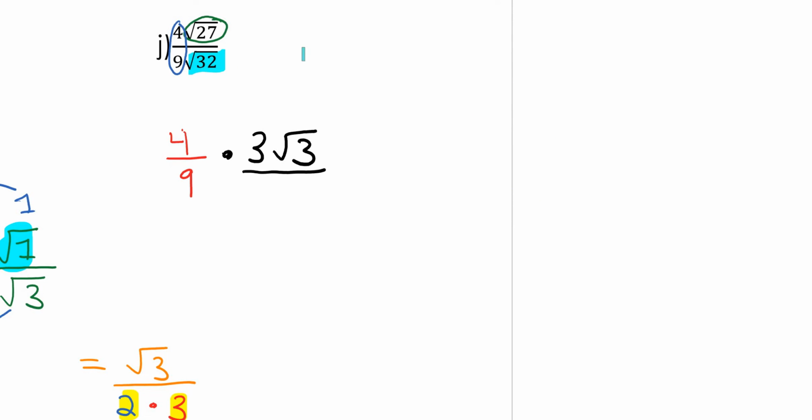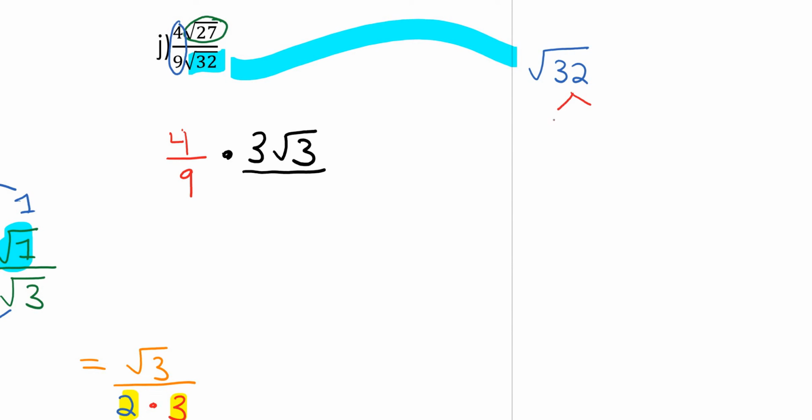Let's take a look at this root 32 over here. So now I have a root 32, and using a tree diagram, I'll break this down. That's going to be 4 times 8. 4 is going to be 2 times 2. 8 is going to be 2 times 4. And 4 is going to be 2 times 2.